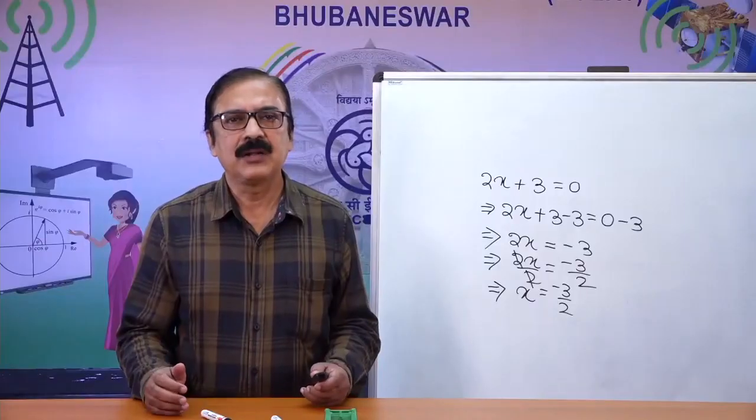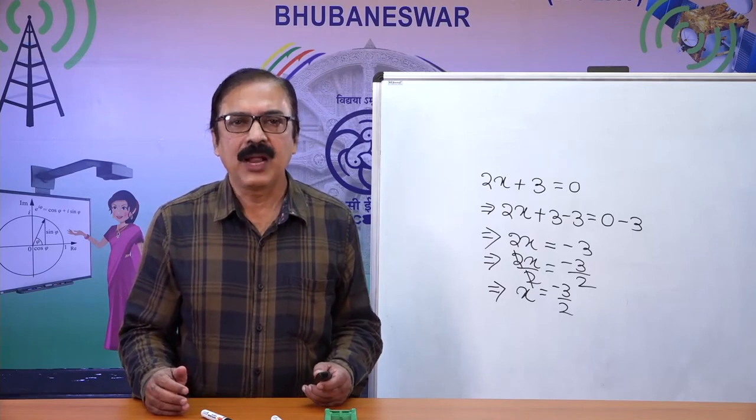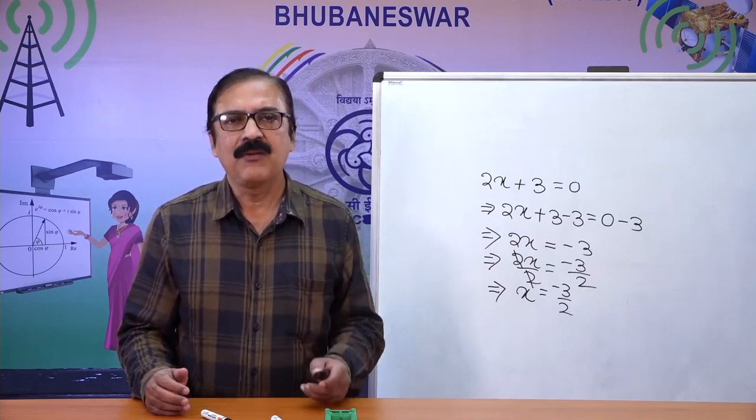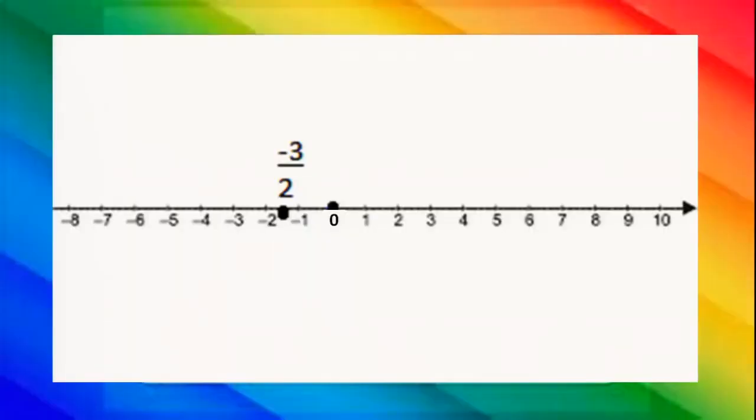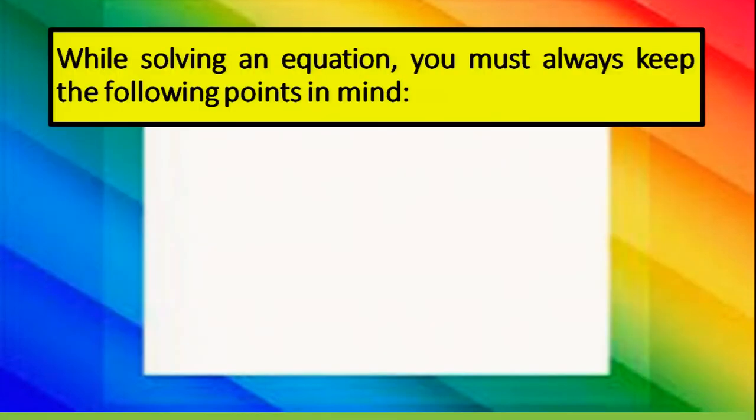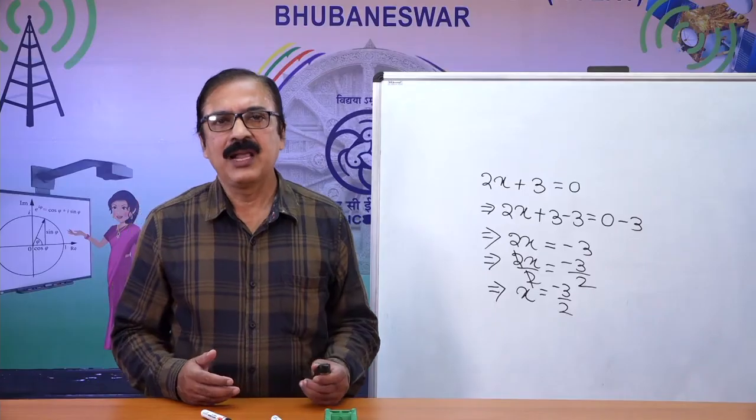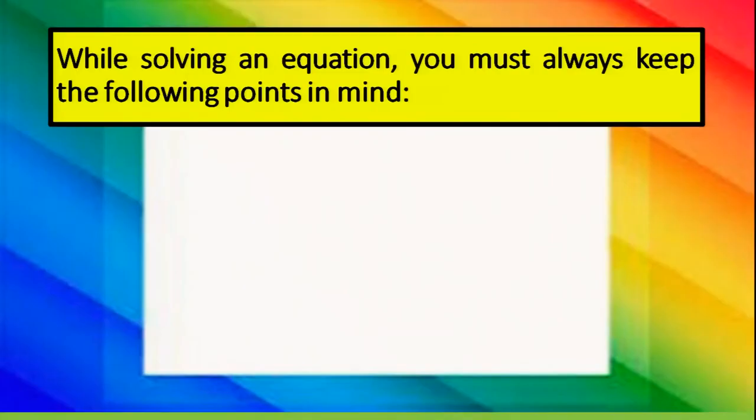And you have already studied about the number line, so the value of minus 3 by 2 is represented on a number line like this, where 0 is said to be origin, and to the right of it all the positive numbers and to the left of it all the negative numbers. Now see what to remember while solving an equation. While solving an equation, you must always keep the following points in mind.